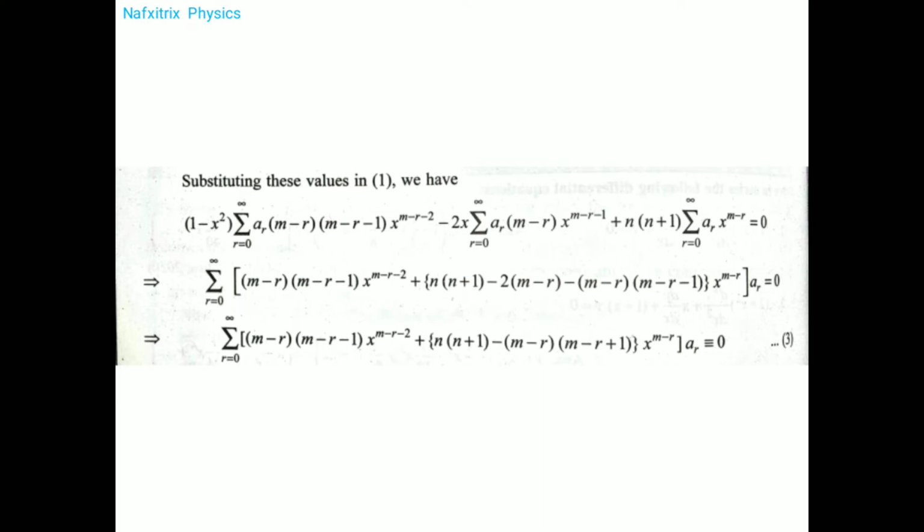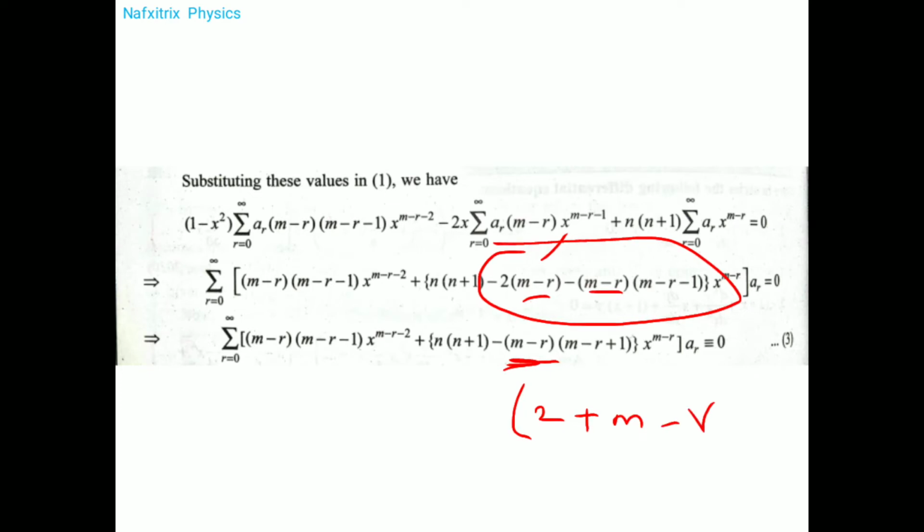Here m minus r is there, here also m minus r is there. So what we could do is take m minus r as common. From these terms, if we take minus of m minus r common, plus 2 would remain, and here plus m minus r minus 1 would remain. If we do simplification, m minus r minus 1 plus 2 is nothing but plus 1, so m minus r plus 1 would be remaining. It's just a simple simplification, and this is the final thing we have got.